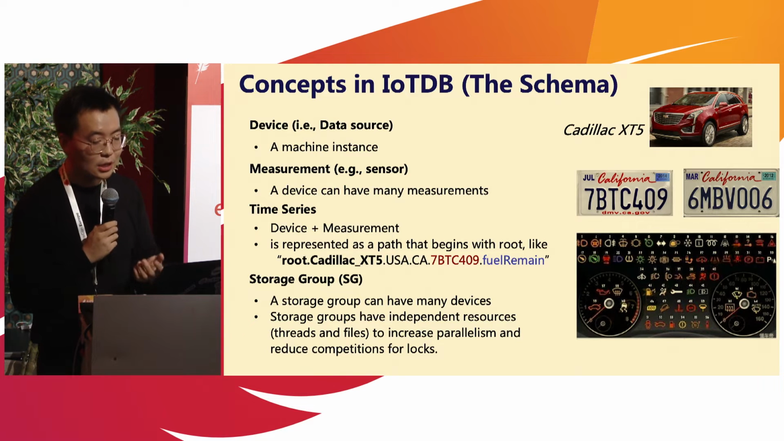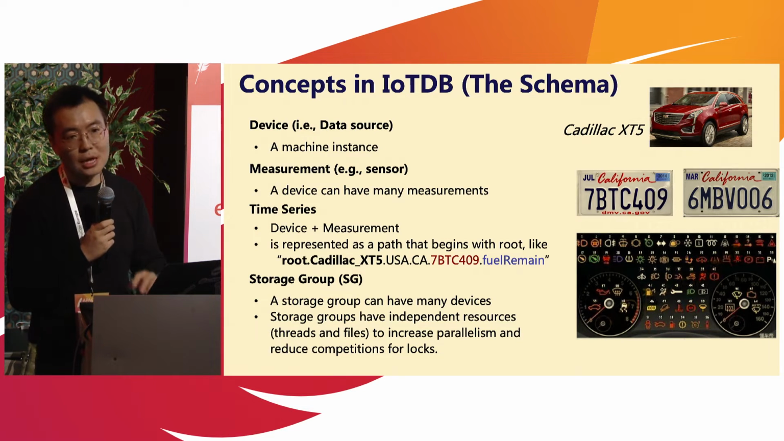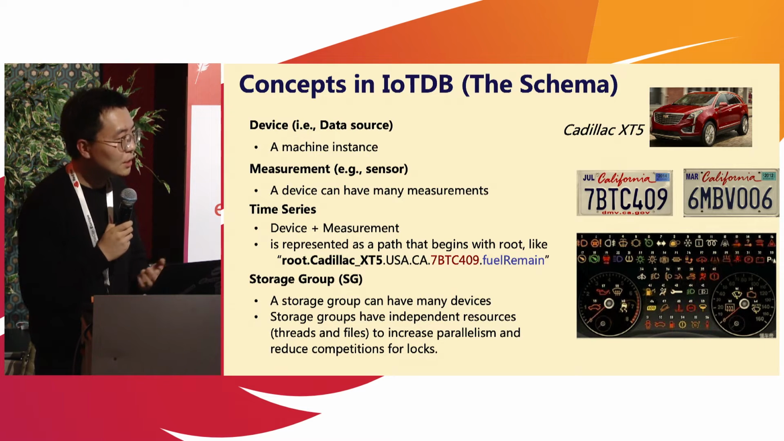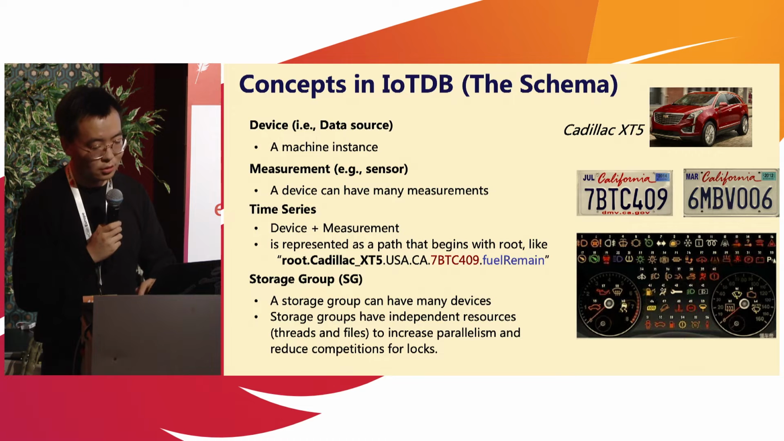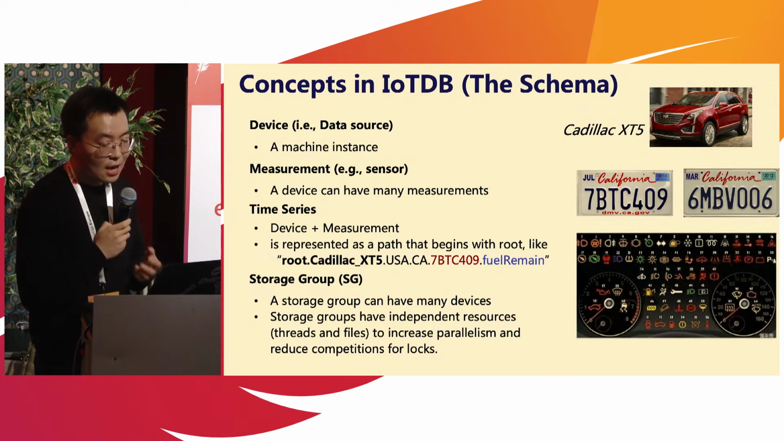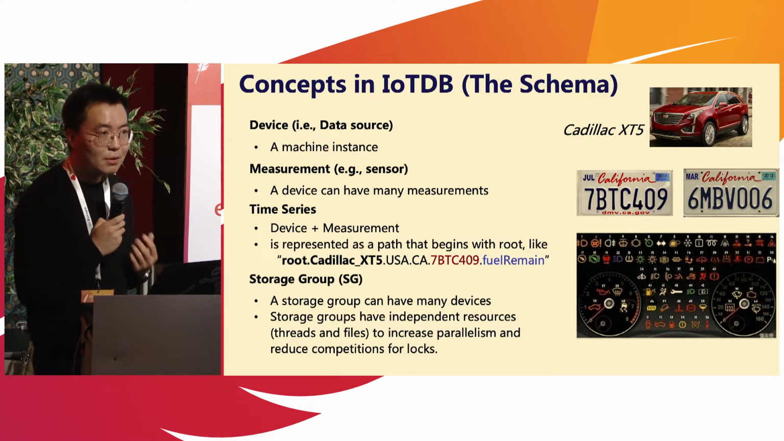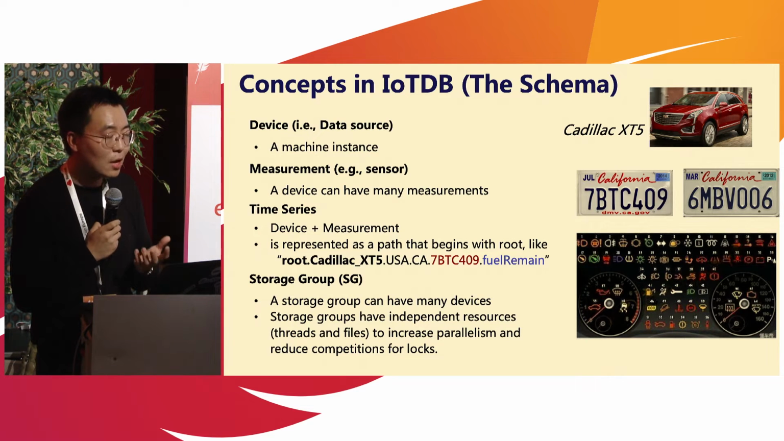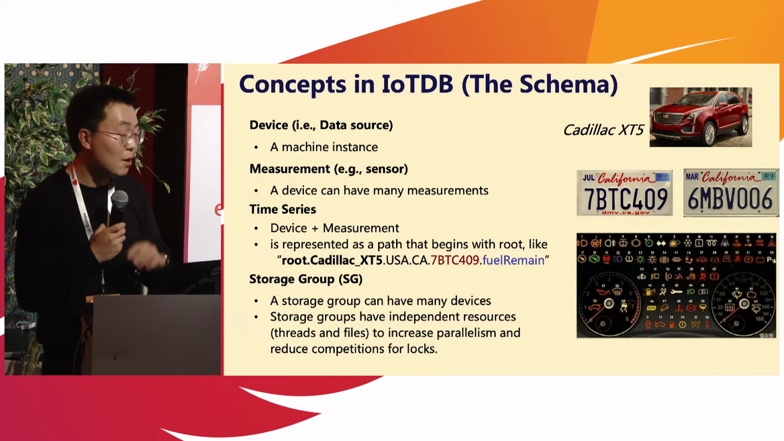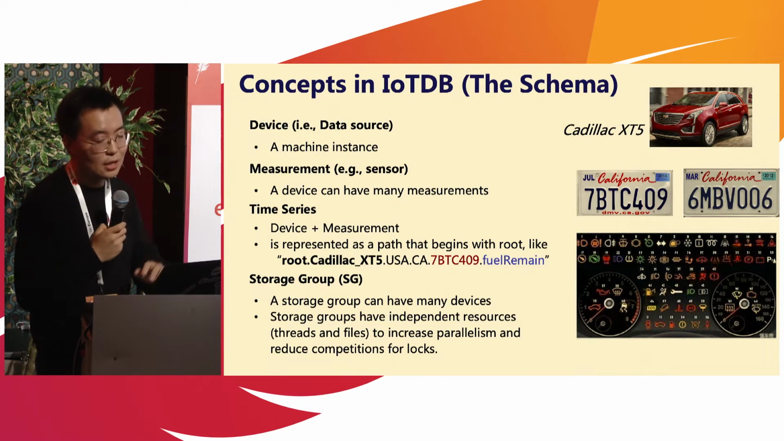A measurement, in some applications called a metric or a variable, is a variable that users are interested in. For example, the vehicle speed, your phone's remaining power, or something else. A device can have many measurements. In our applications, a turbine can have more than 500 measurements, and a metro train has more than 3,000 measurements, and I will show you the real applications later.